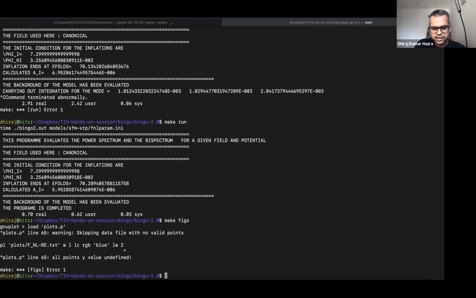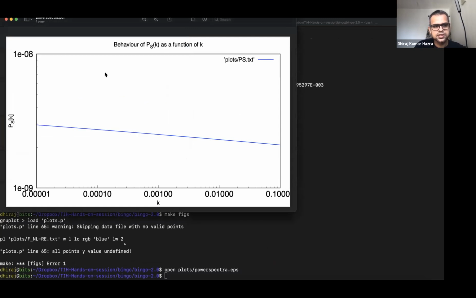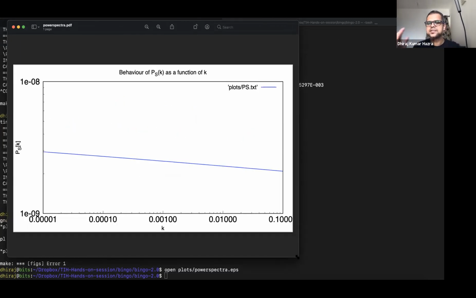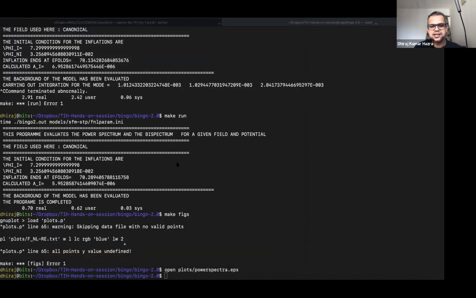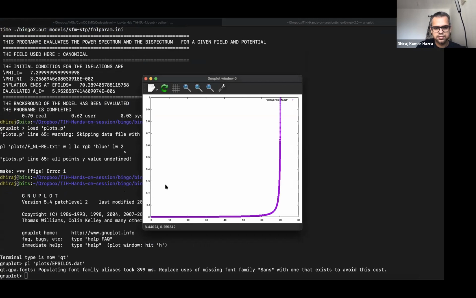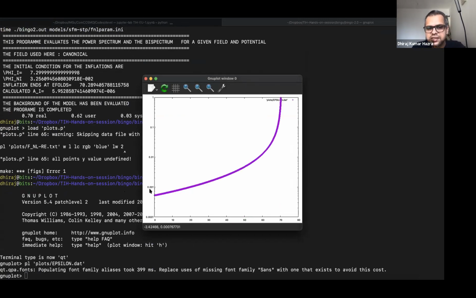Okay, so here the power spectrum. Let's see what the power spectrum is. See, this was the old power spectrum, and this is the new power spectrum. It's the same. So both the models have the same scalar power spectrum, but let's see what the tensor to scalar ratio is here. Okay, let's plot epsilon h, plots epsilon dot dat. Okay, see what is the order of epsilon, 0.001, right? And for m square phi square, what was the order of epsilon? 0.01. So what is the tensor to scalar ratio here if it is 16 epsilon h?